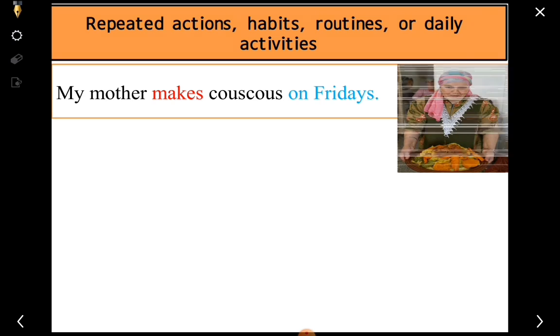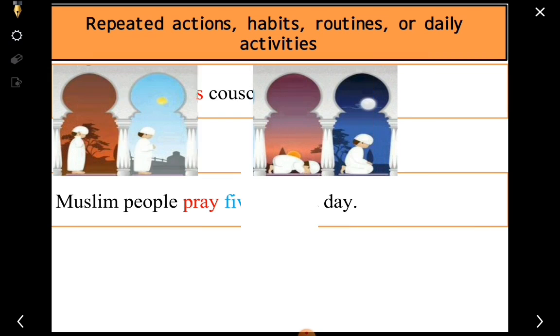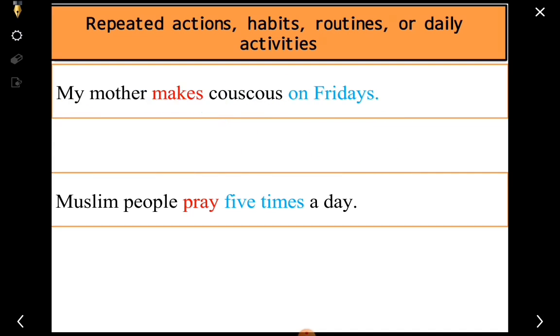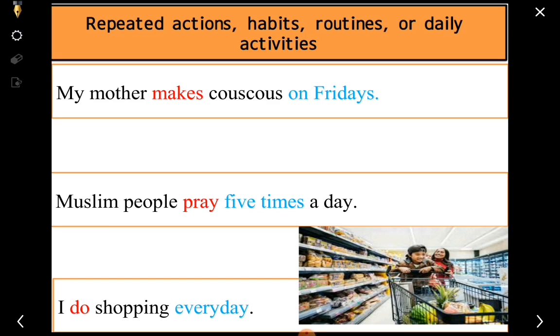For example, we have other examples like Muslim people pray 5 times a day. This is a habit, this is a routine, this is a daily activity, this is also a repeated action. This is 5 times a day. That's why we use the present simple. Other example, I do shopping every day. Every day, things that are repeated every day, of course. That's why we use the present simple.